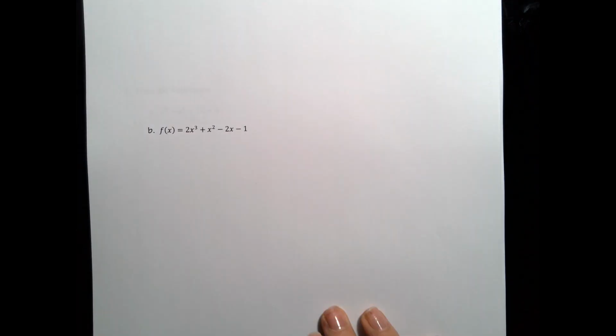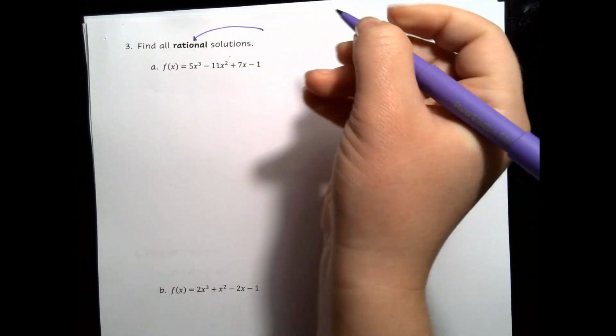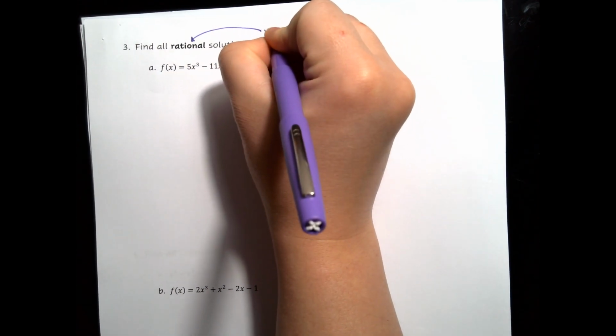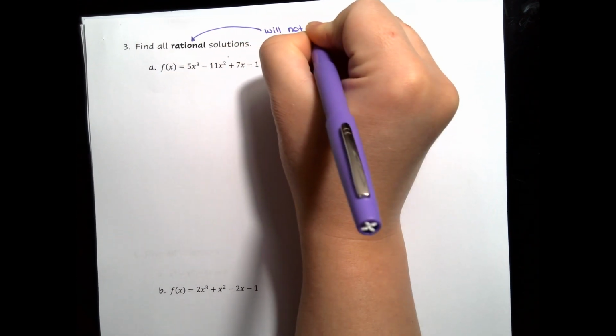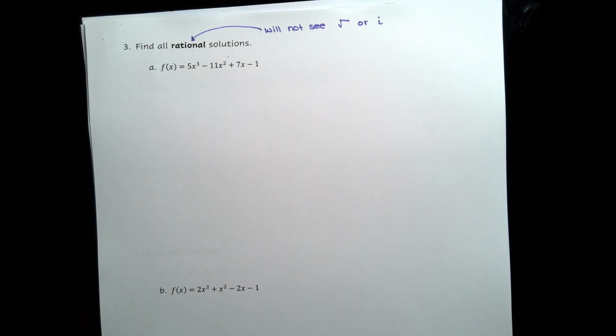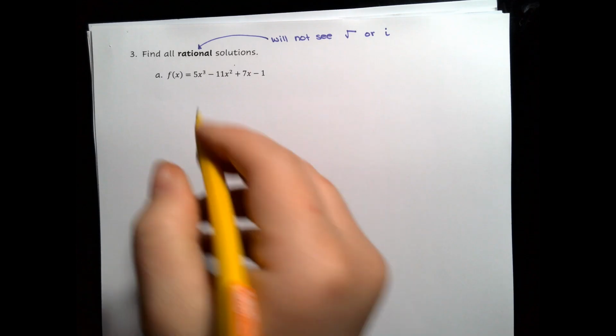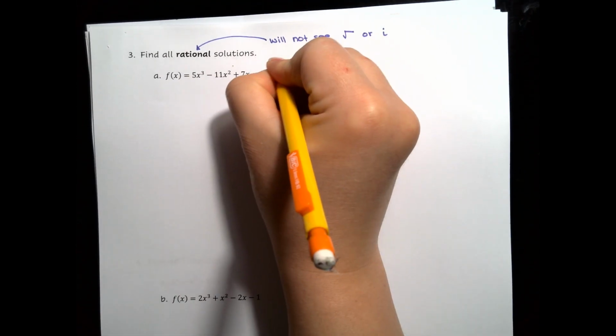Okay, moving on. Step number 3, find all rational solutions. So rational just means that you're not going to see any square roots or i's in your answers, in your roots. So let's go ahead and do this, the same thing as question number 1A and 1B. Step number 1, we're going to take a look and we're going to try to factor.